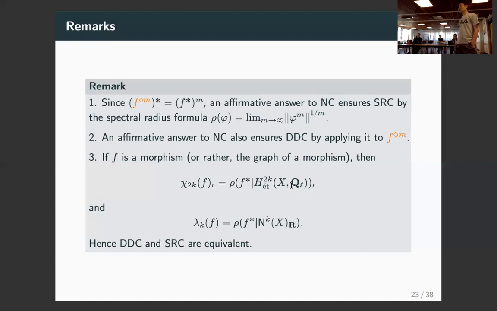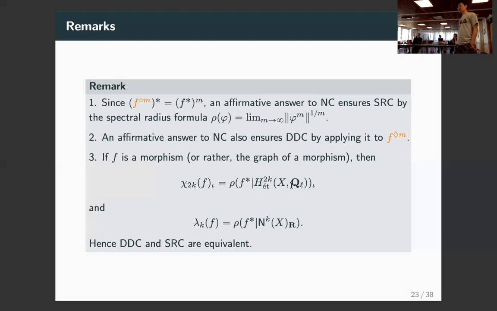And also, if we have the normal comparison, then we also have the dynamic degree comparison. So we just apply normal comparison to the mth dynamical iterate of this F. Then we have the dynamic degree comparison. So normal comparison is the strongest one.